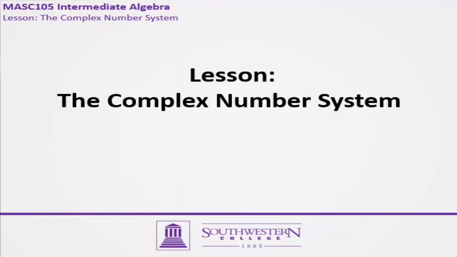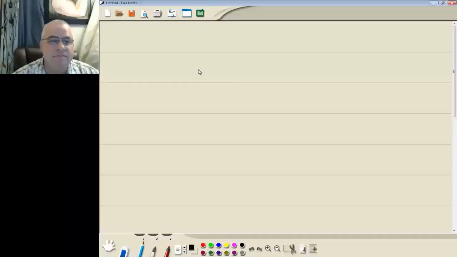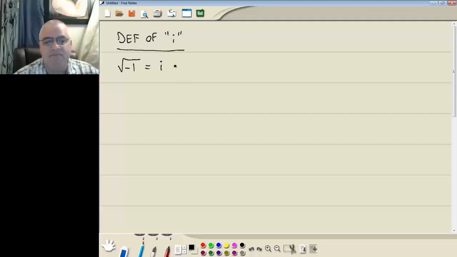Let's take a look at the complex number system. And the first thing we'll take a look at is what's called an imaginary number. So we've got the definition of i, which represents the imaginary number. Whenever you have a square root and you have a -1 inside, that's what gives you an i.